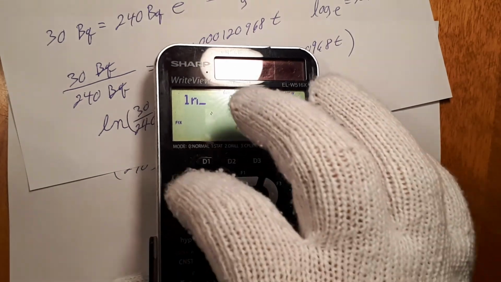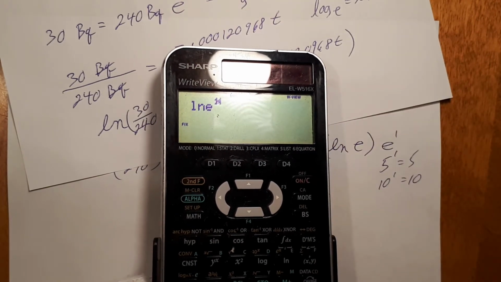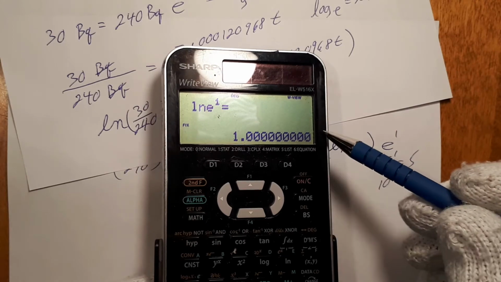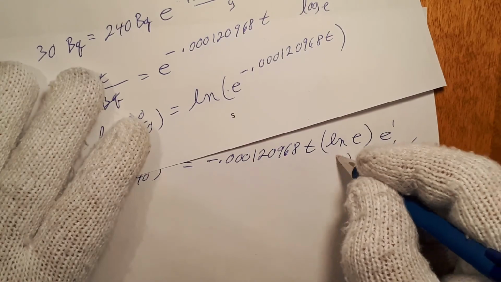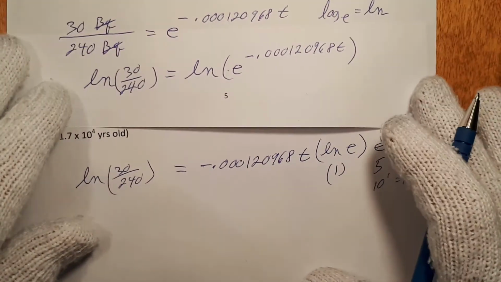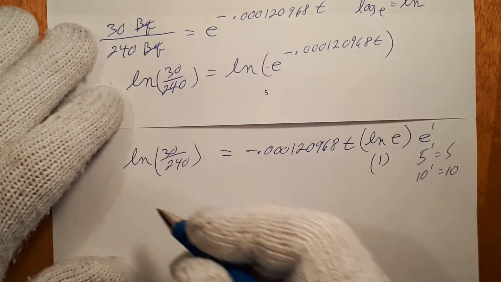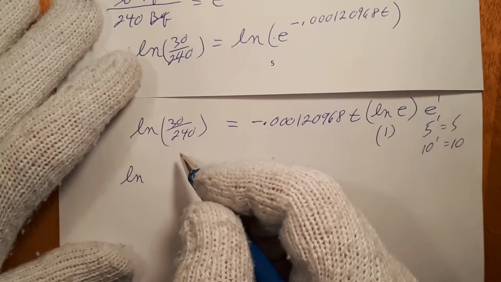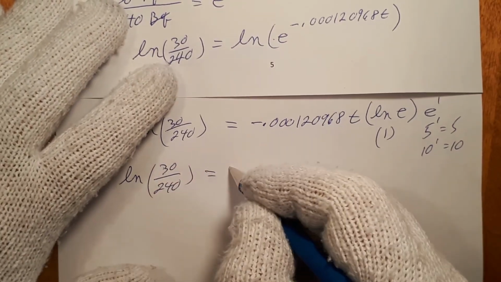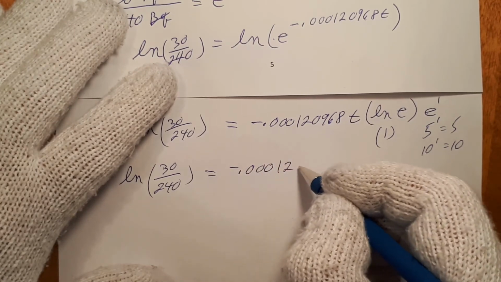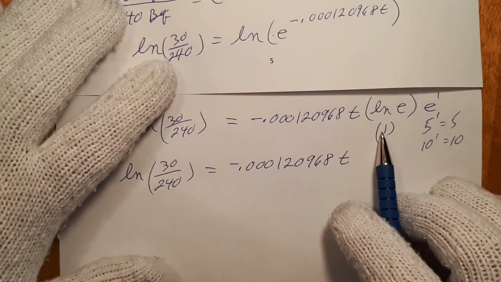Need to find e to the x, second function. E to the power of, now make that 1, is equal to 1. So the ln of e is simply 1. Makes life easy. Having that as 1, I'm going to rewrite the equation. Becomes the ln of 30 divided by 240 is equal to minus 0.000120968 times the time, which is what we are seeking, and 1.